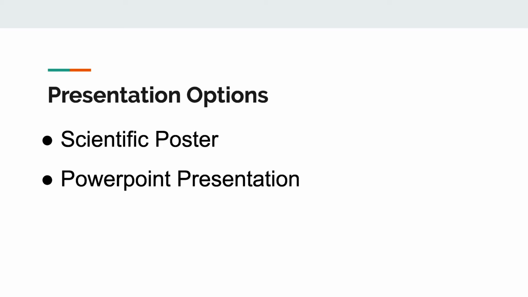The first is a scientific poster. You can download the template for that in the description of this video. The scientific poster is something you can do on a computer or with pen and paper and is a little bit shorter. Your second option is to create a PowerPoint presentation of your work.